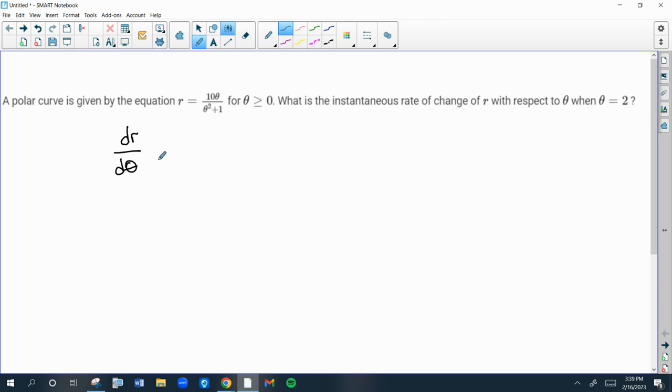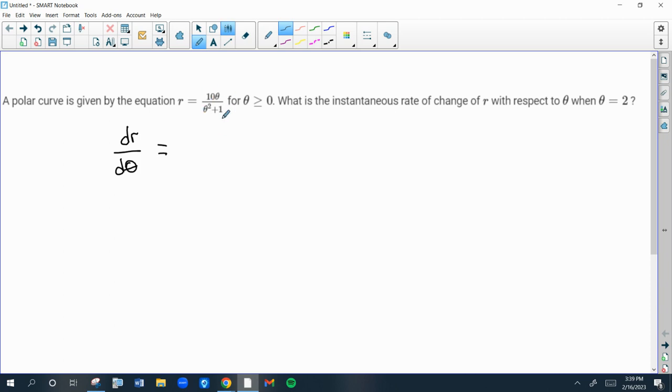Sometimes I'll ask for dy/dx, where you'd have to create the rectangular coordinates y and x, but this isn't the case. So we're going to do this, and then we're going to actually try to figure out what it means. So let's work on the derivative first.